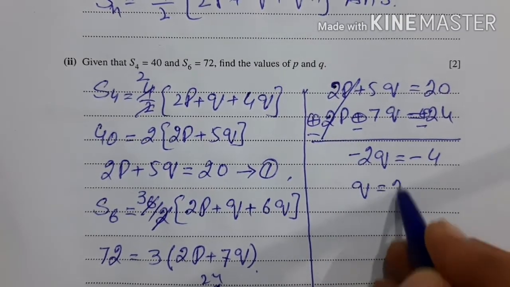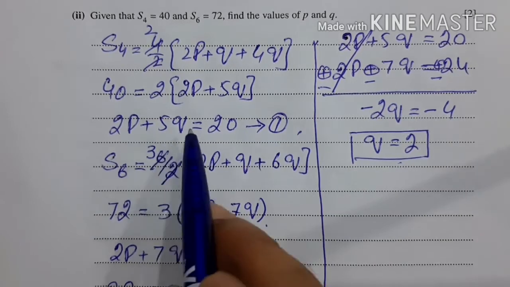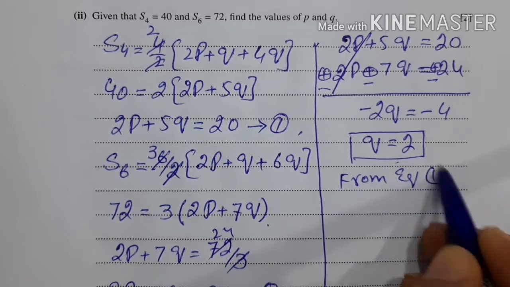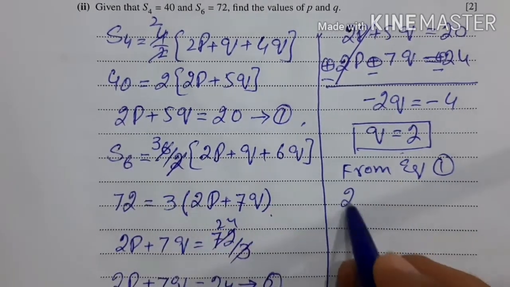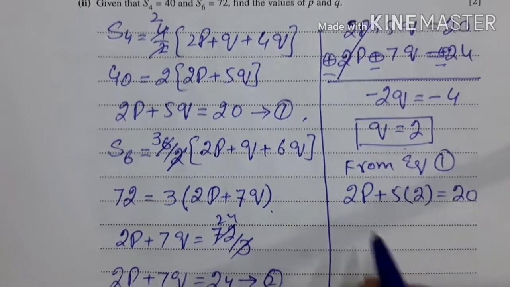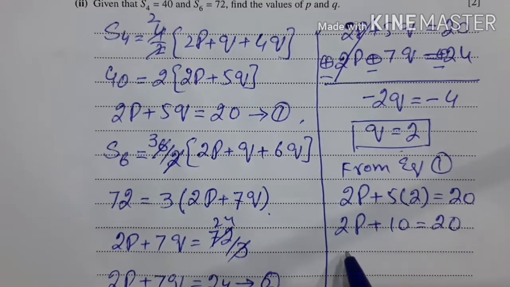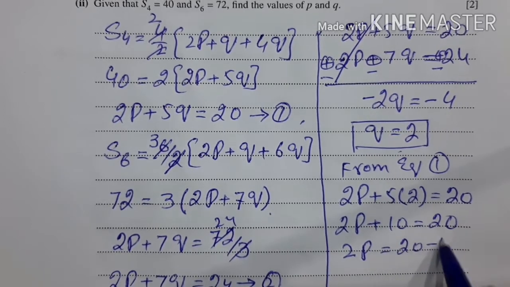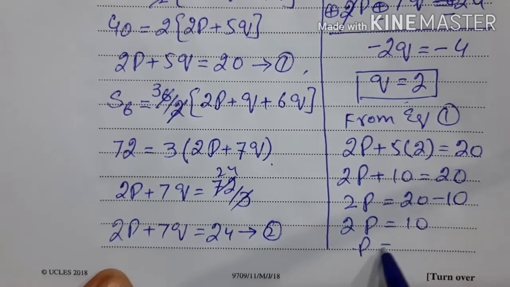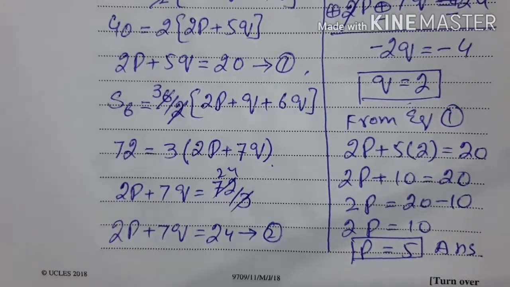So q is equal to 2. This is the value of q. I'll put this value of q in first equation, from equation 1. So this will be 2p plus 5 into 2 is equal to 20. So 2p plus 10 is equal to 20. 2p is equal to 20 minus 10. 2p is equal to 10, so p is equal to 5. This is the second value. So this is our answer.